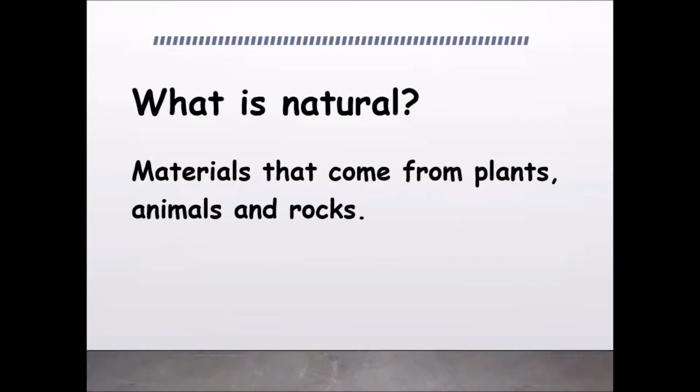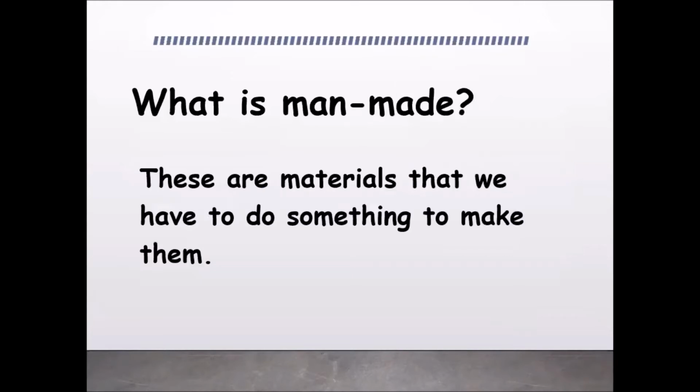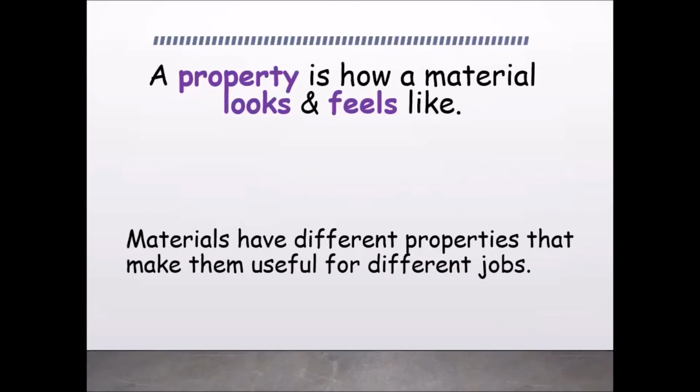There are natural materials, as we said before, and those are the materials that come from natural resources like the plants, the animals, and the rocks. They are found in nature. And there are man-made materials, which man has had to make. Man has to do something to make those materials. Also, we said that there is something called the property.